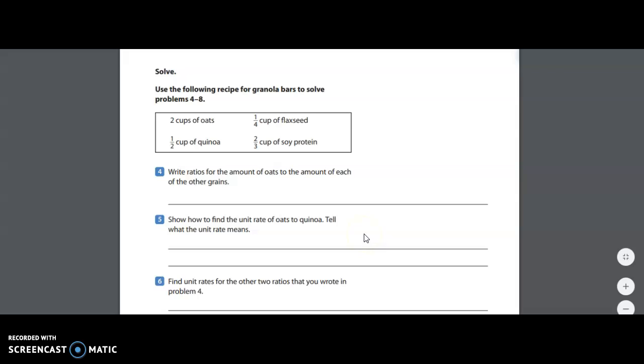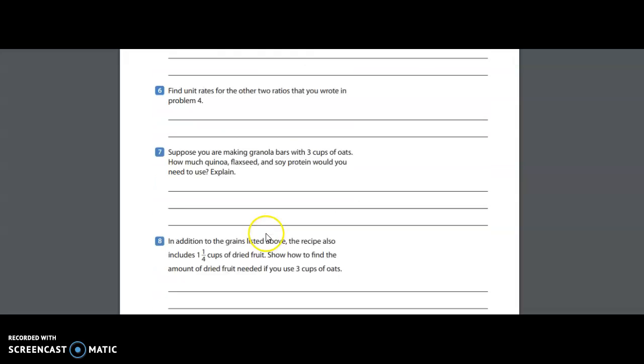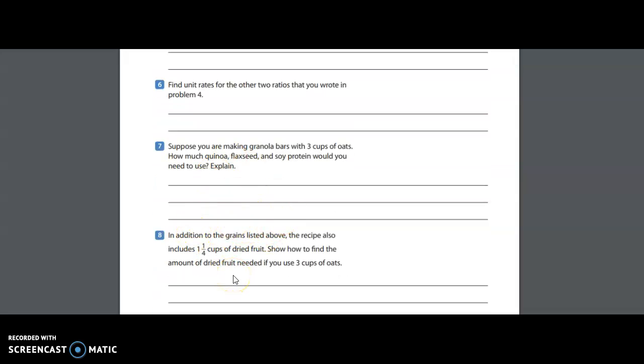Remember, we can write a ratio as a fraction with the word to, T-O, and we can write it with a colon. So if they ask you to write the amount of oats to the amount of each of the other grains, we would say oats is 2, and we can say over 1/2. We can say to, the word T-O, 1/2. We can say to with a colon, 2 to 1/2, however of those 3 options you want to write it. So you're just doing that for each of those. And then you guys have a couple more problems. But that's it. That's all you guys are doing.